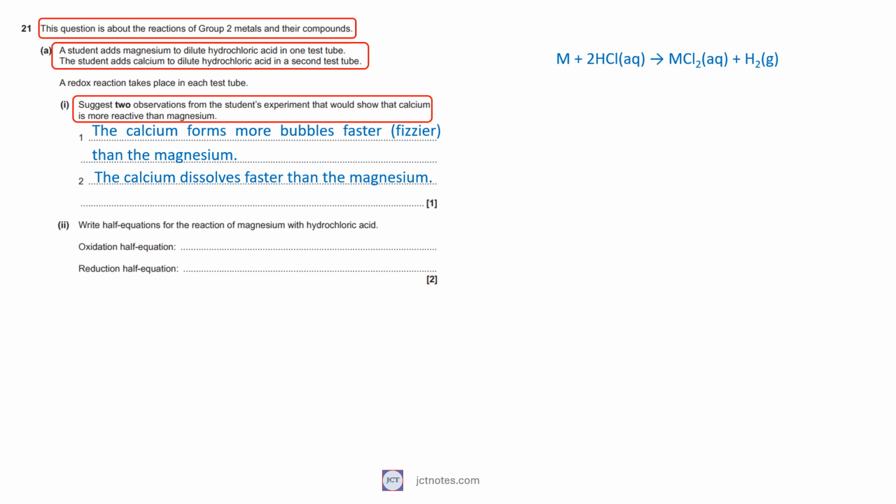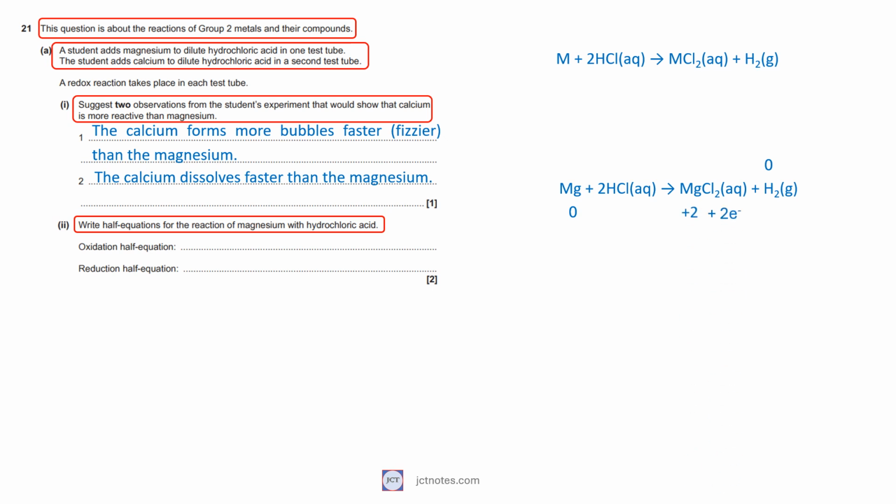We are asked to write half equations for the reaction of magnesium with hydrochloric acid. The reaction that we have between the magnesium and the hydrochloric acid is the formation of magnesium chloride and hydrogen. We know that the oxidation states of the magnesium and the hydrogen are zero, as they are elements in their natural state. We can see that the magnesium changes from state 0 to state +2 in the magnesium chloride, meaning that it has lost 2 electrons.